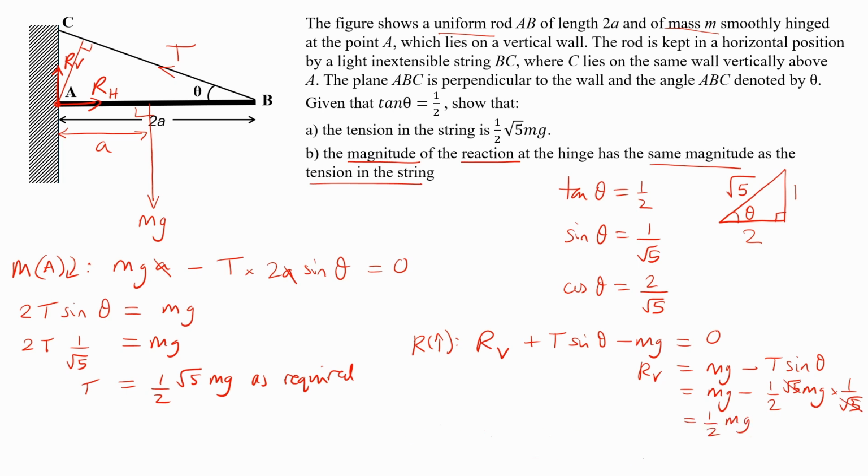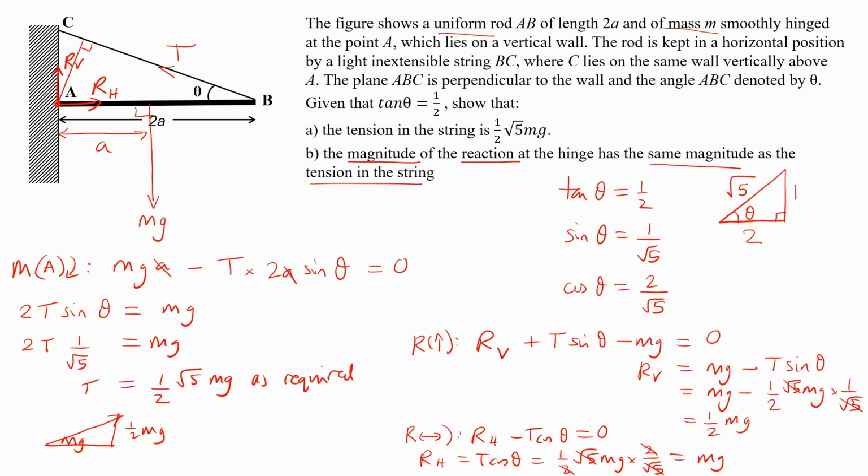Resolving horizontally, we get RH equals T cos theta. So that means that equals a half root 5 mg multiplied by 2 over root 5, which cancels to give just mg. So then combining my two components, horizontal and vertical, we've got horizontal is mg, vertical is a half mg.